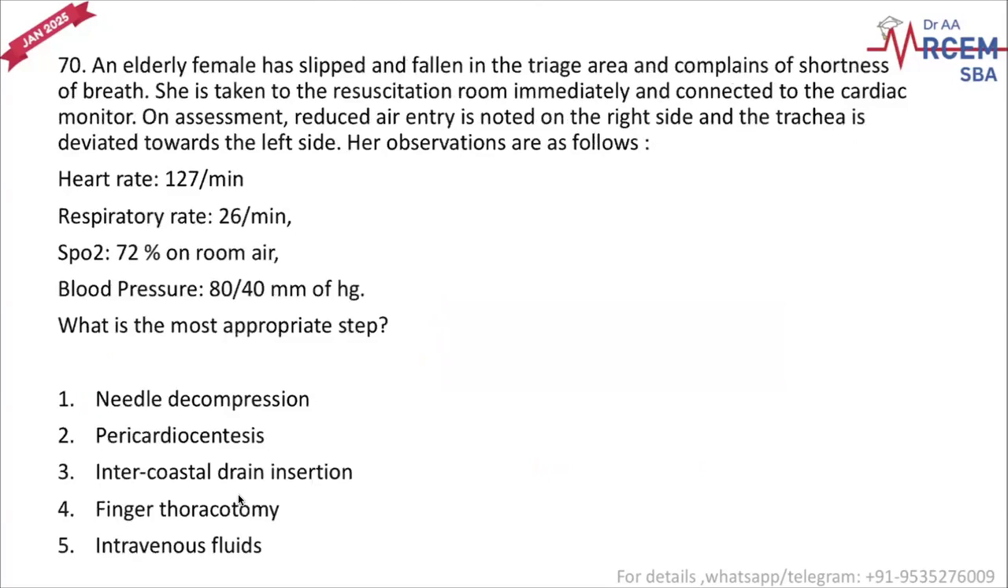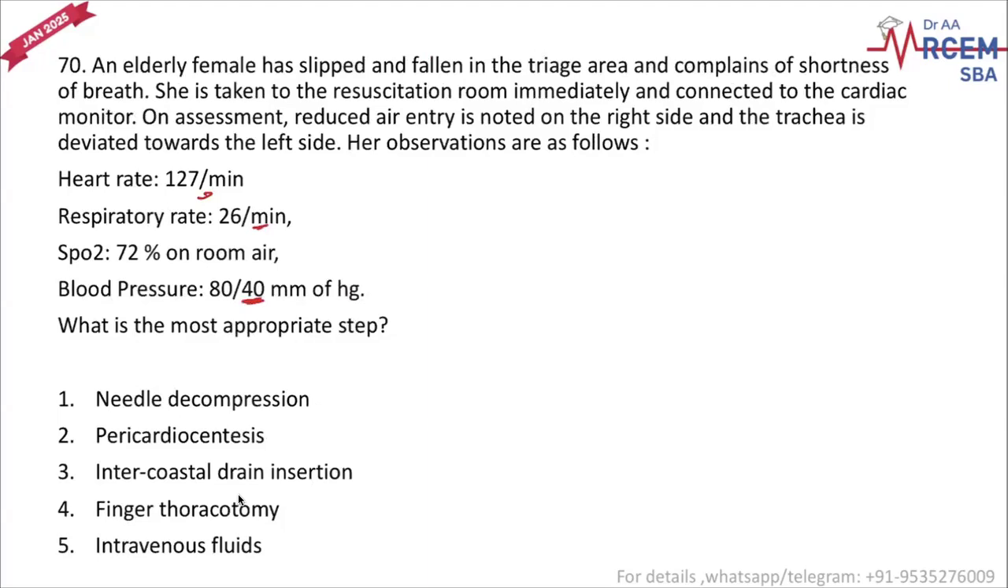An elderly female has slipped and fallen down in the triage area. In the triage area itself, she has fallen down. Complaining of shortness of breath, she is taken to the resuscitation room, immediately connected to the cardiac monitor. On assessment, reduced air entry is noted on the right side and the trachea is deviated towards the left side. Her observations are as follows. There is tachycardia and tachypnea with hypotension.